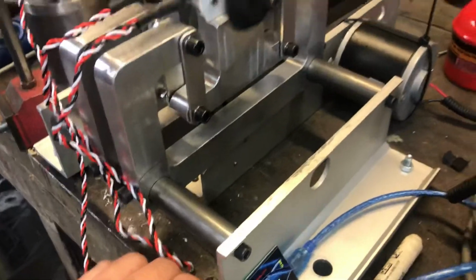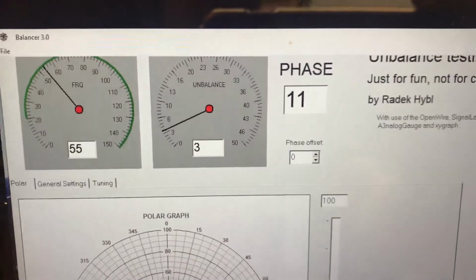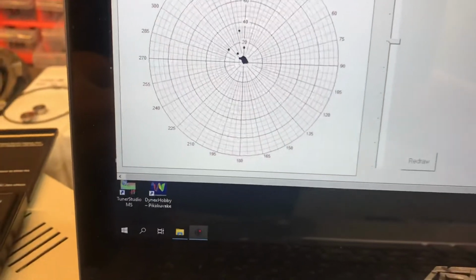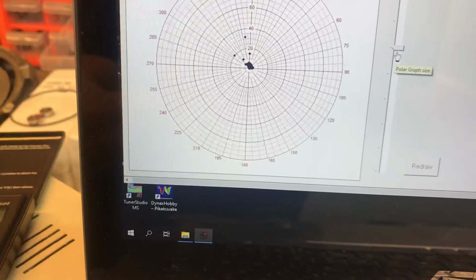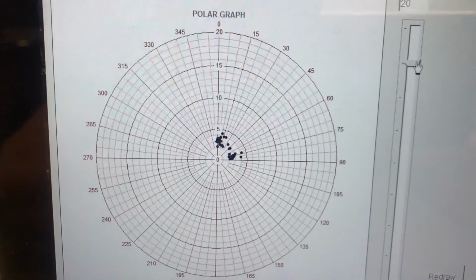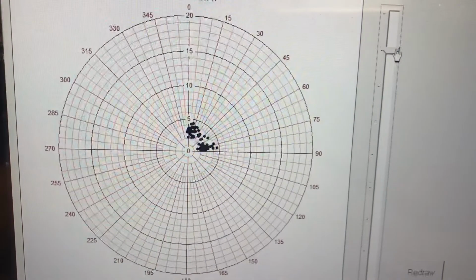We switch on the intake side and it's the same, 3-4 millimeters. We scale this up a bit and it draws us a scatter plot where it's imbalanced.